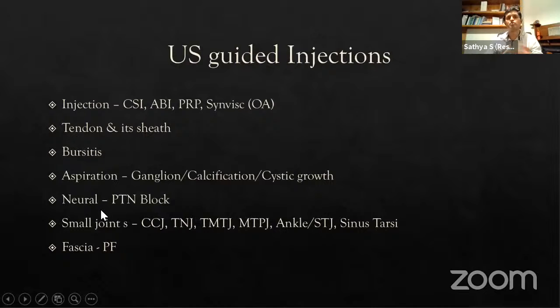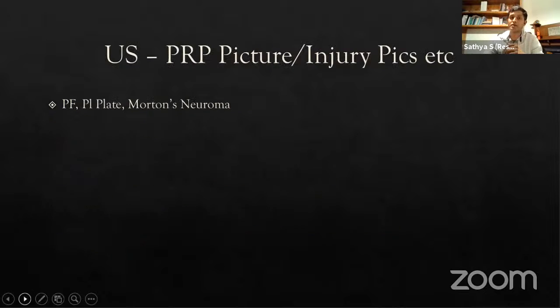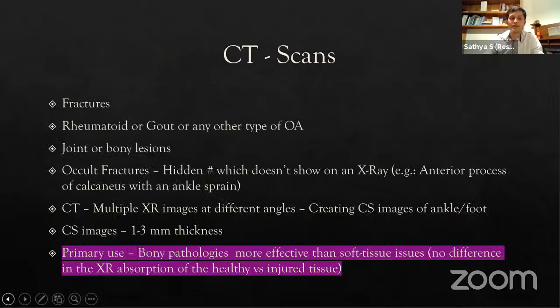We can also do nerve blocks using ultrasound, like a posterior tibial nerve block. Small joints, like the calcaneocuboid joint, talonavicular joint, and tarsometatarsal joints can be looked into, especially plantar plate injuries, which happen at the bottom of the foot. The plantar fascia can also be looked into using ultrasound guided injections. Using PRP, we can see how the PRP can be inserted for these.